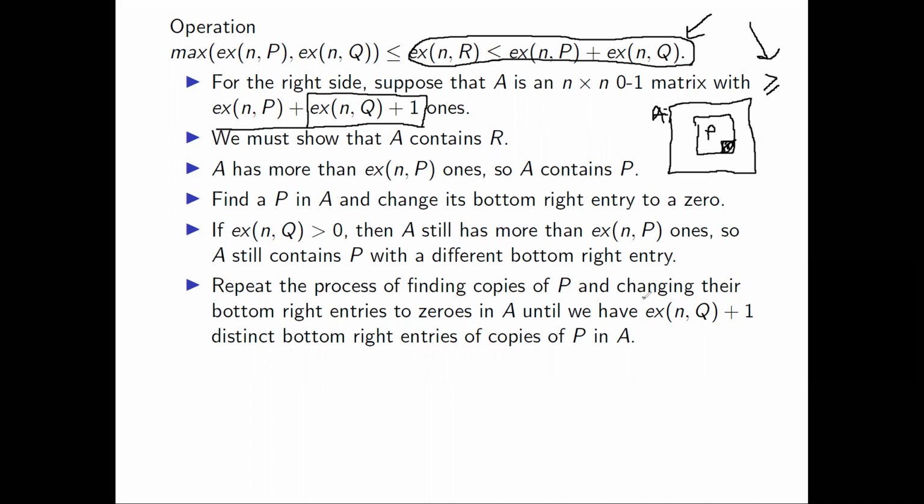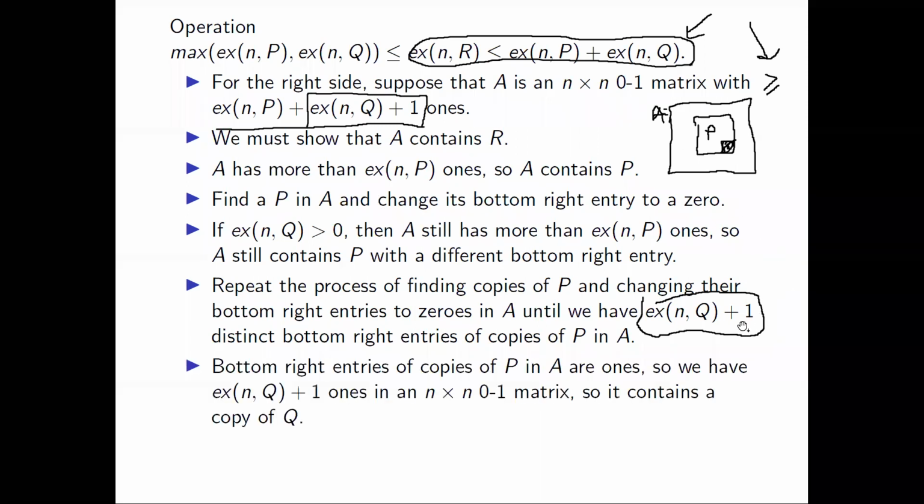But all we need is the ex(n, Q) plus 1 distinct bottom right entries of copies of P in A. And that's because if we have ex(n, Q) plus 1 ones in an n by n matrix, we're guaranteed to have a copy of Q in the matrix. So in our matrix A, here's our matrix A again, we know that it must have a copy of Q somewhere.